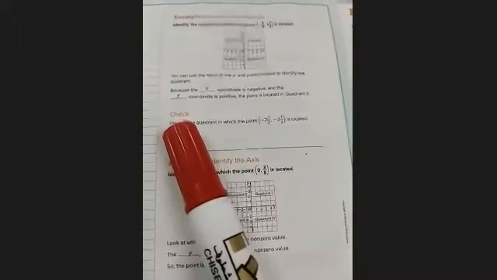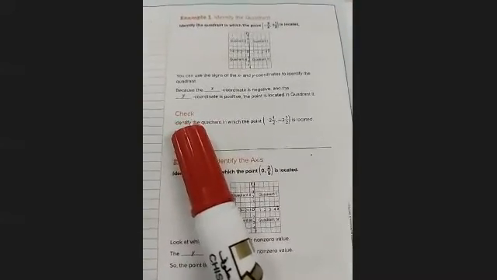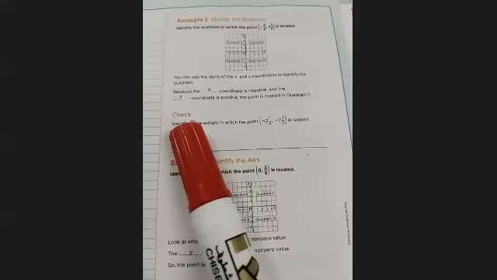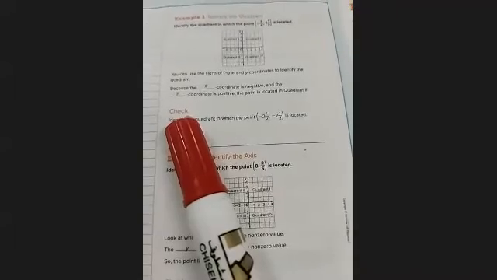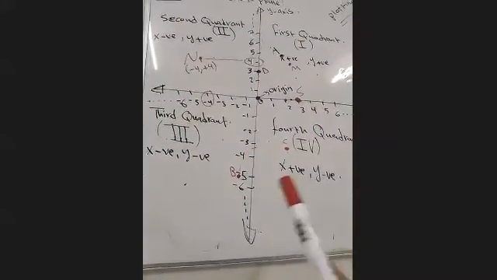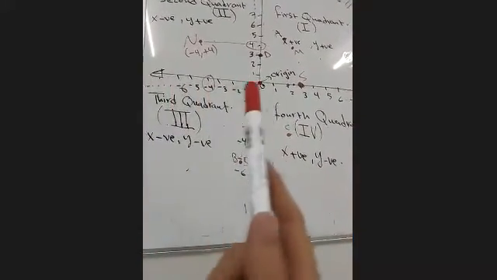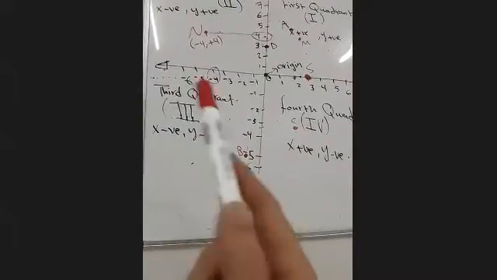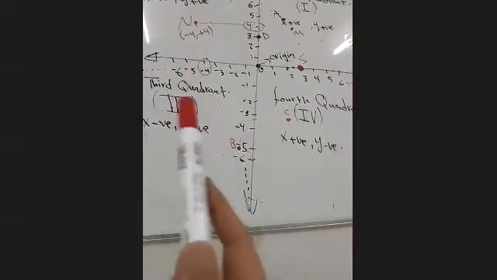Let's do the check, guys. Read. Identify the quadrant in which the point (-2 1/2, -2 1/2) is located. Now, where is this point located? In which quadrant, guys? Here we have x negative and y negative. If you take a look at the coordinate plane, where is x negative and y negative? Here. So in which quadrant? In the third quadrant. So the answer here will be the third quadrant.